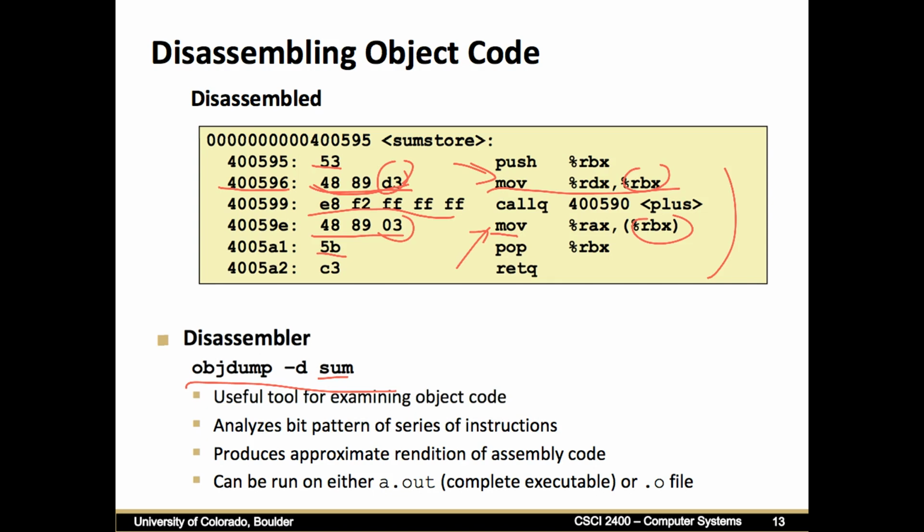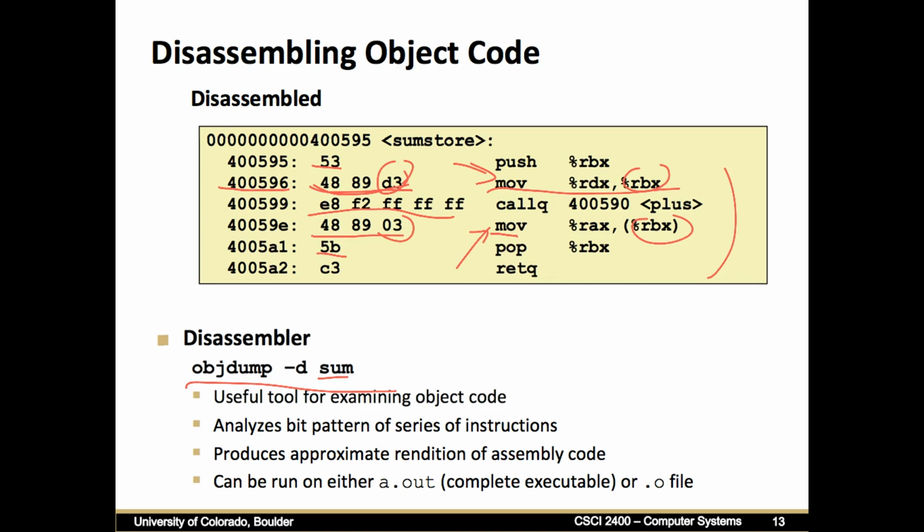In later assignments, you're going to take a binary program for which you do not have the source code, and you are going to disassemble that program and figure out how it functions and what it's doing internally. One really useful tool for this is objdump.